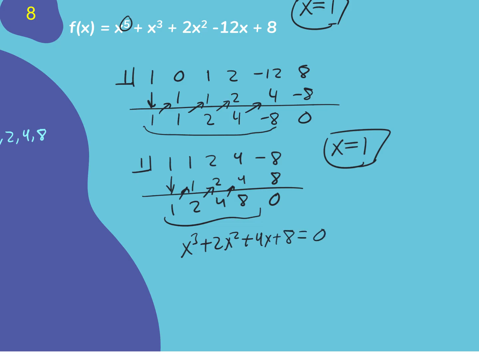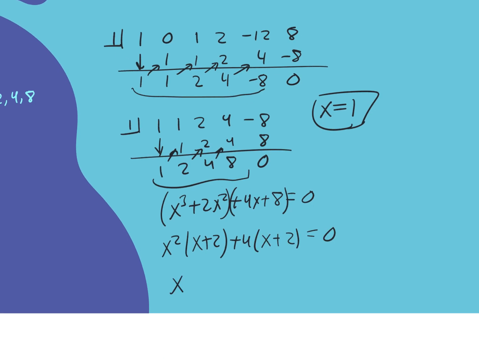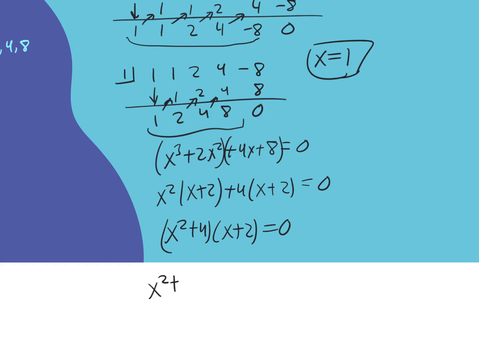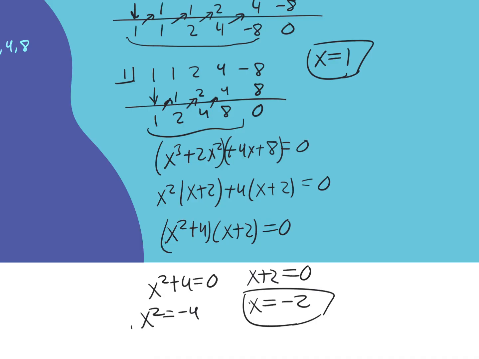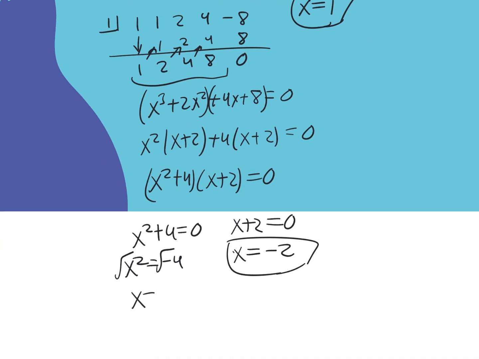And this actually does look like we can factor it now, right? If I tried grouping it, we would take out an x squared. We would be left with an x plus 2. We can take out a plus 4. We'd be left with an x plus 2 equals 0. And so we end up with x squared plus 4 and x plus 2 equals 0. All right, so then I get x squared plus 4 equals 0 and x plus 2 equals 0. And so we get x equals negative 2. And then I get x squared equals negative 4. Square root both sides. And so I get x is plus minus 2i.